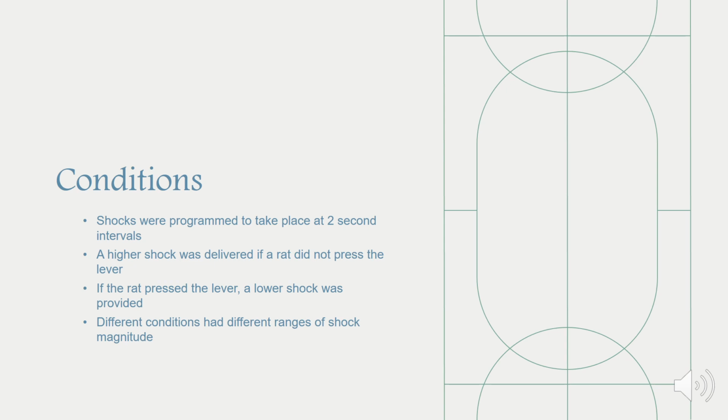This study had a few different conditions, but overall, shocks were programmed to take place at 2-second intervals. A higher shock was delivered if a rat did not press a lever, but if the rat did press the lever, a lower shock rate was provided. Different conditions in the study also had different ranges of shock magnitude. Based on what you know about the study already, do you think that the rat's rate of responding will increase, decrease, or remain constant?